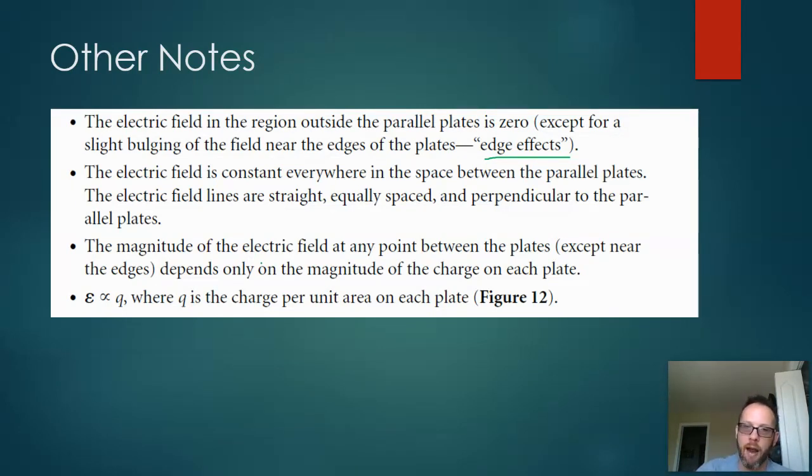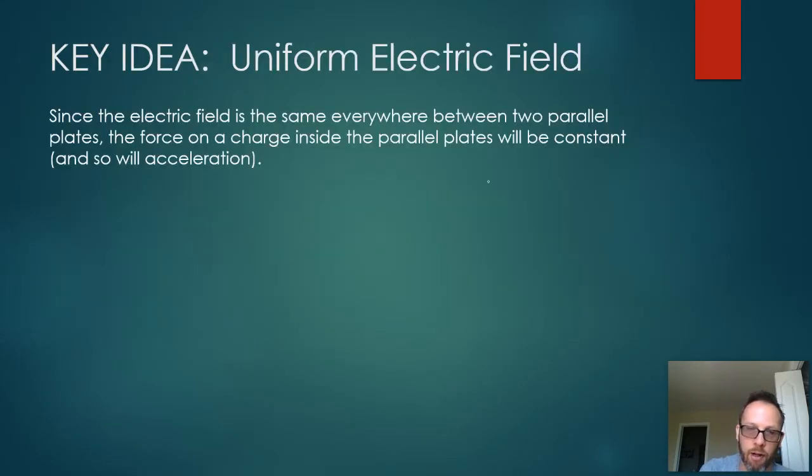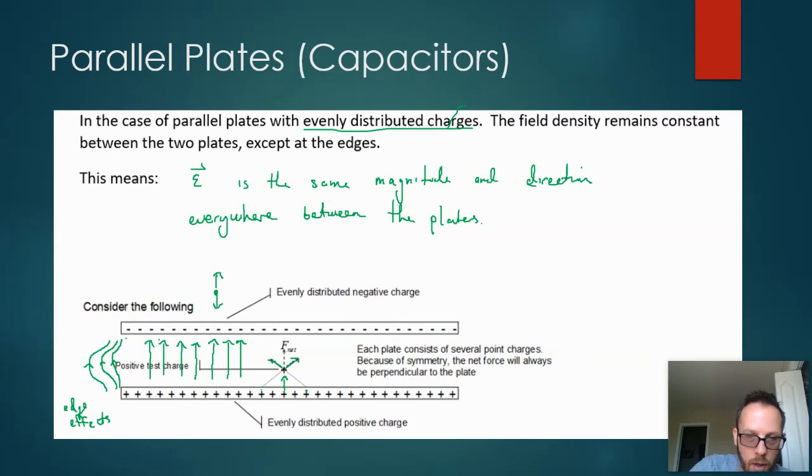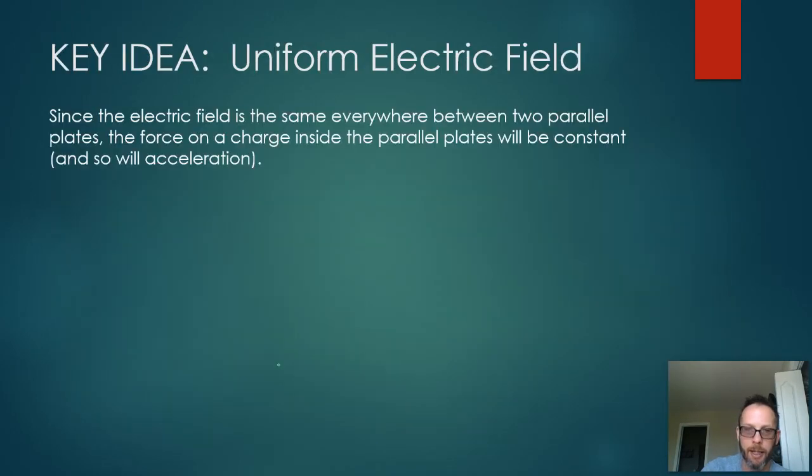Electric field is constant everywhere in the space between the parallel plates. We got that. Straight, equally spaced, perpendicular to the parallel plates, just like we've drawn here. They are equally spaced apart because the field is uniform. They all go from positive to negative, and they are perpendicular. So inside the parallel plates, the capacitor, a charge at rest is going to go from the positive plate to the negative in a straight line, perpendicular.